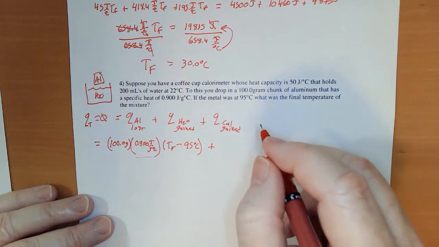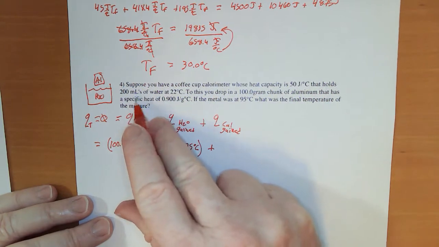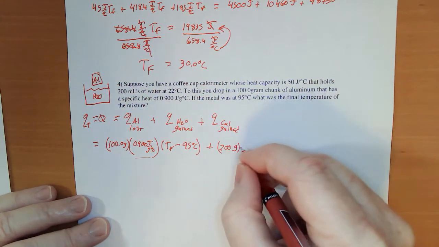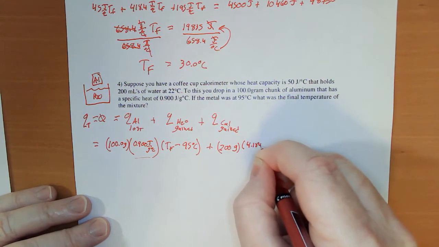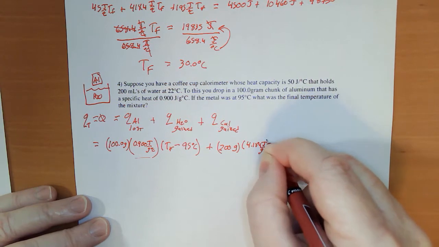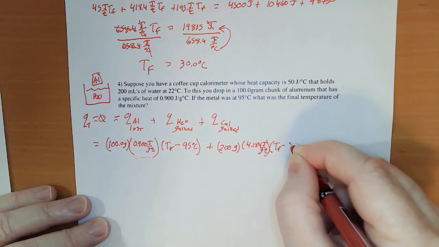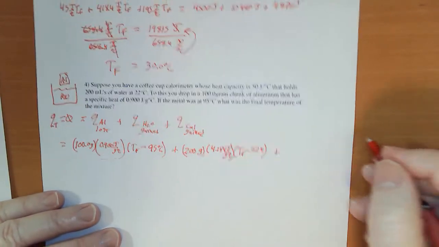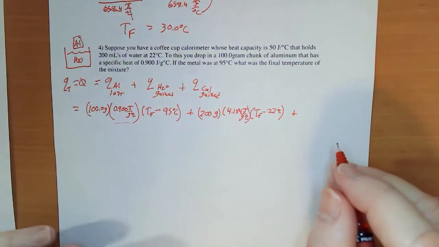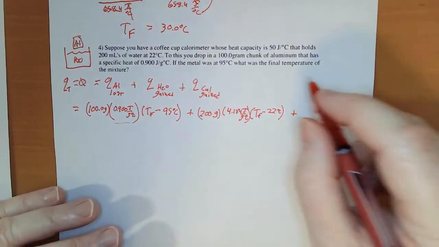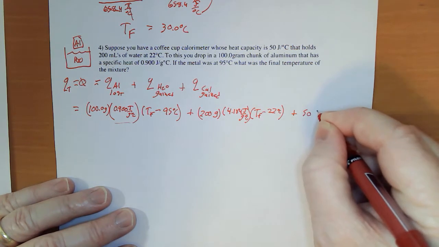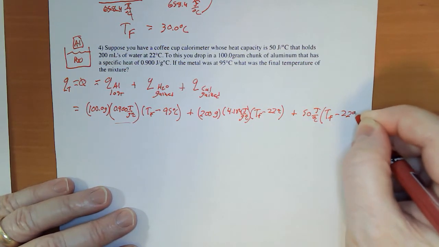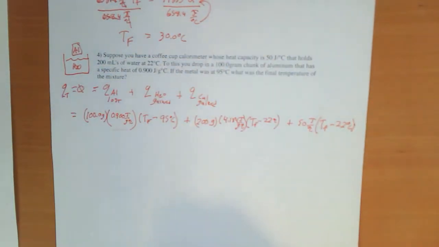Plus, now for the water. I've got more water this time, okay? This time I got 200 milliliters, which is the equivalent of saying 200 grams times 4.184 joules per gram degree times T final minus, and we're starting at 22 degrees Celsius. Plus, now, the calorimeter itself has a heat capacity of 50 joules per degree times T final minus 22 degrees Celsius.